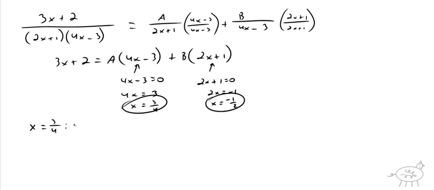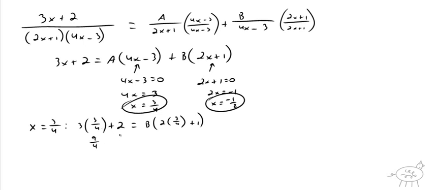And it's just a little nasty fraction action, but not a big deal. So we're going to get 3 times 3/4 plus 2 is equal to, right, the a cancels, so we have b times 2 times 3/4 plus 1. All right, and so we're going to simplify this. We're going to 9/4, right? 3/1 times 3/4 is 9/4.